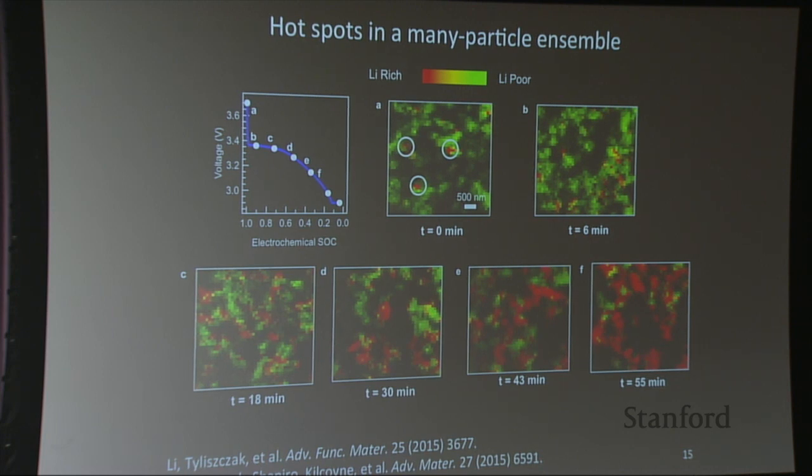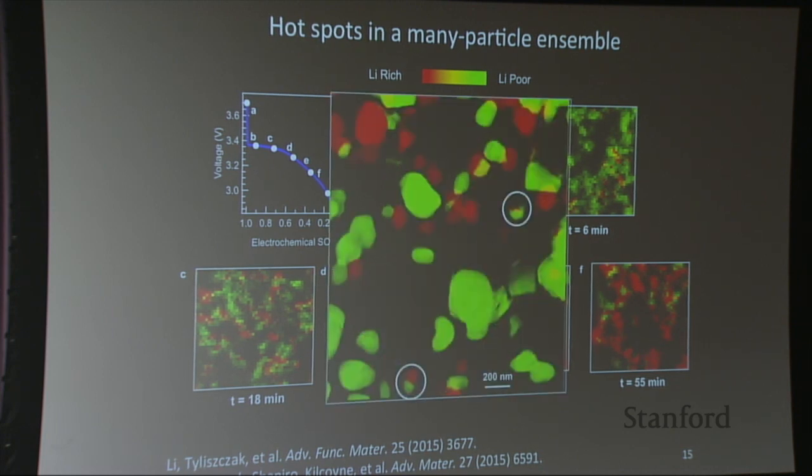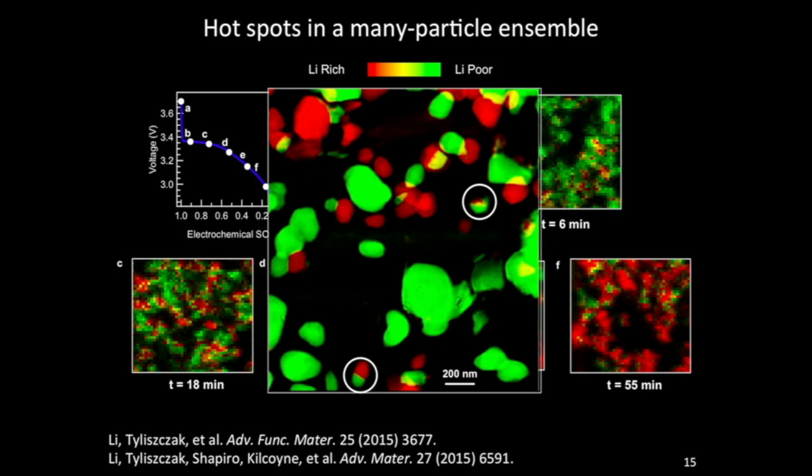If you look at a higher resolution image, you can actually see most of the particles are either full of lithium or having no lithium. And very, very few are in an intermediate state of lithium, and those are the actively discharging particles. So the question is, why does this occur?